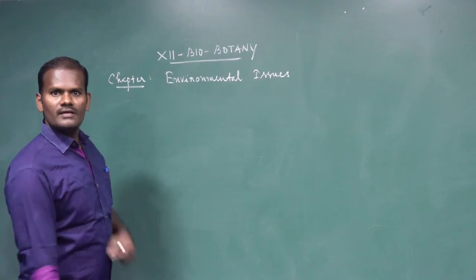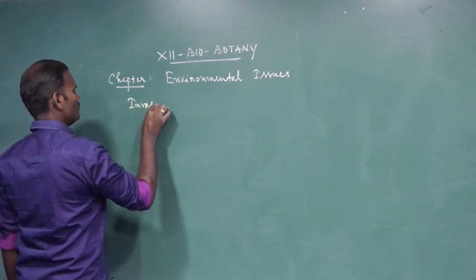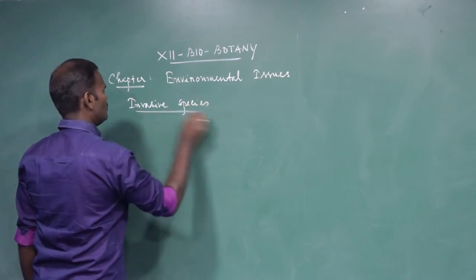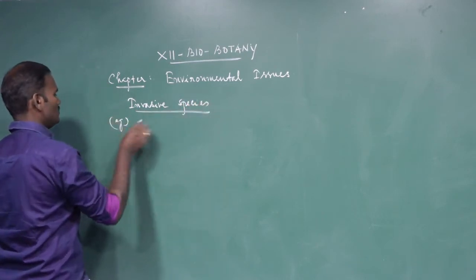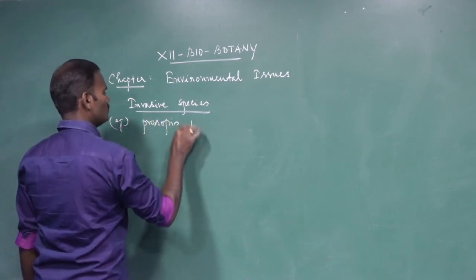These are the problems. The second invasive species, for example, Prosopis juliflora.